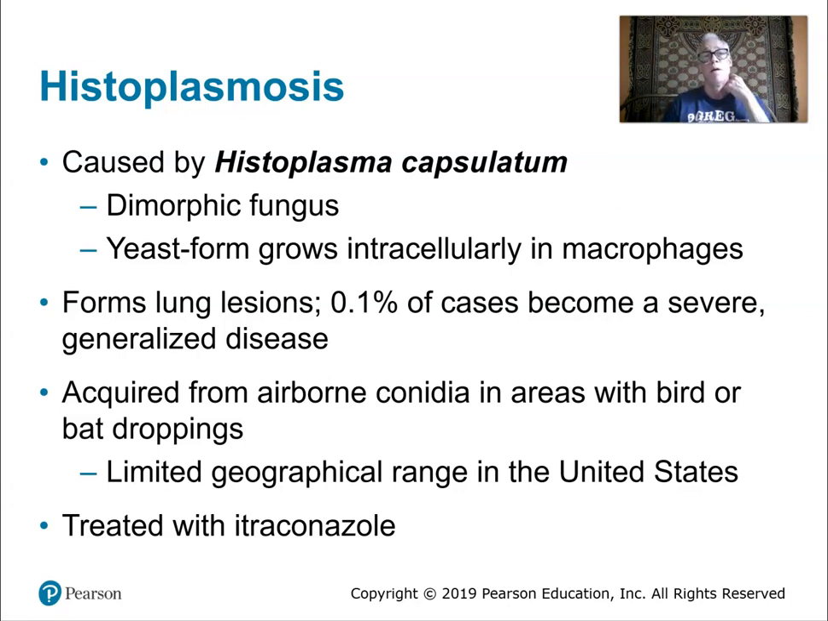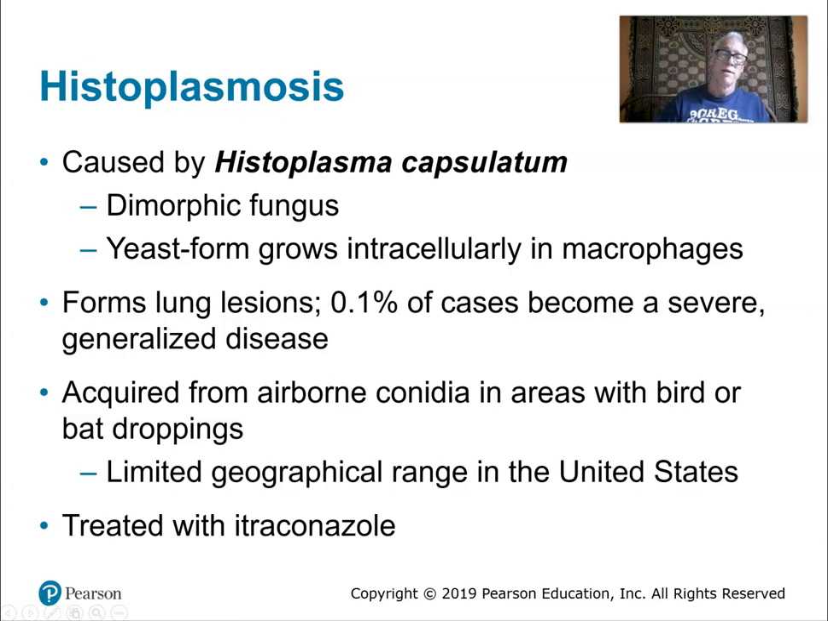Histoplasma capsulatum is a dimorphic fungus. The yeast form can grow in macrophages and forms lung lesions. Most of the time people don't get particularly sick from it. 0.1% of cases go on to cause systemic disease in normal healthy people. It's acquired from airborne conidia in areas with bird and bat droppings, and it's limited to a certain region of the United States. I'll show you a map in a second. It's treated with itraconazole.